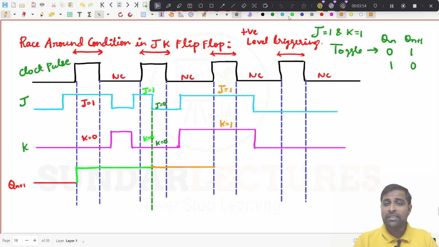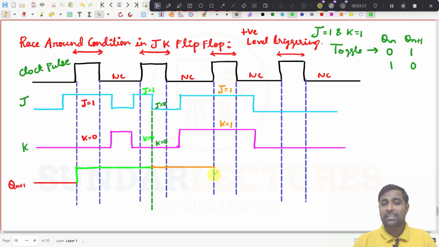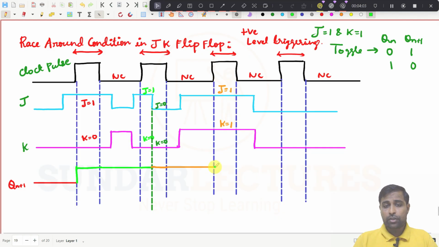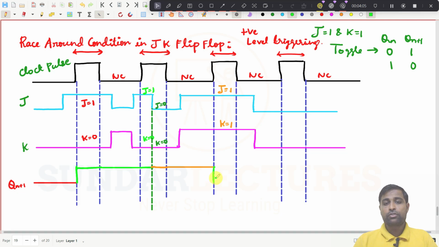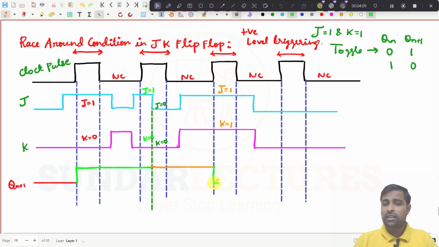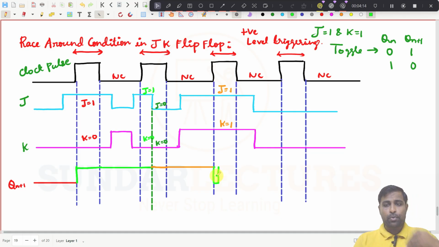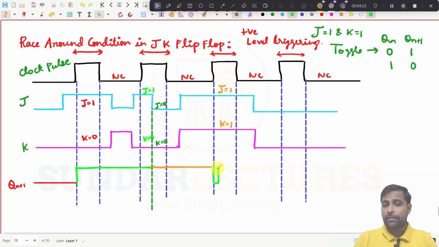So what happens at this point? If J is 1, K is 1, and the output is already 1, then it goes to 0. And again it will check: J is equal to 1, K is equal to 1. After a delay, because the flip flop has to process the whole thing, so it takes some delay. We know what propagation delay is, we have already seen, and it will come to 1 again.